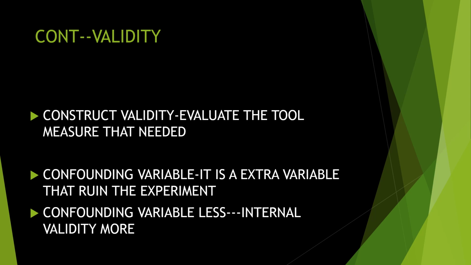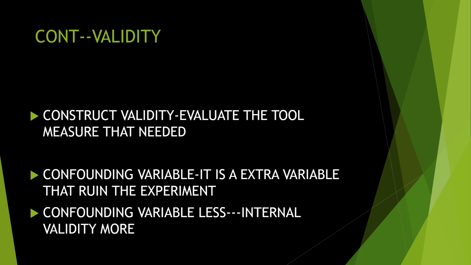Or sometimes you are doing work on students. Among students there are intelligent students, and there are different intelligence levels. So when you are doing work on the intelligence level of the students, some variable that may produce a result opposite to what you are doing in your experiment, that is called a confounding variable.